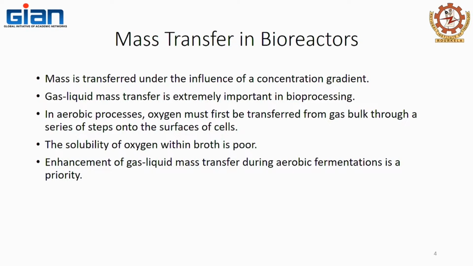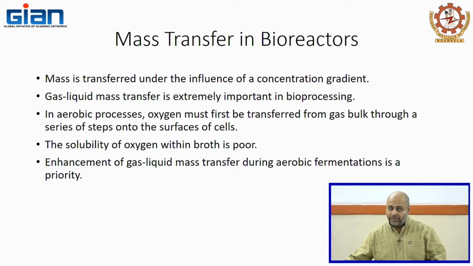Okay, so mass transfer in bioreactors. Mass is transferred under the influence of a concentration gradient. Mass can only move from a higher concentration region to a lower concentration region. In a bioreactor, gas-liquid mass transfer is extremely important, because the one you are mostly interested in is oxygen, which you are sparging.